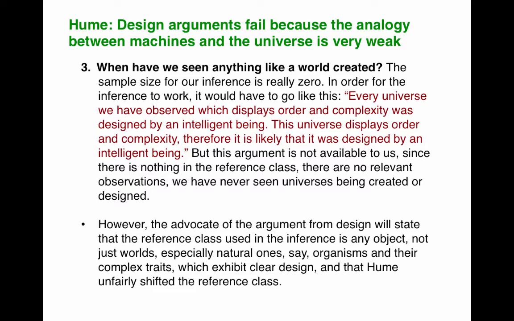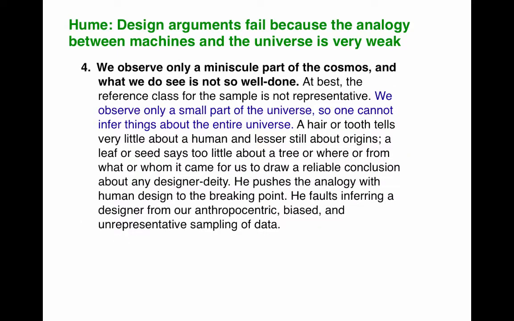However, the advocate of the argument from design will state that the reference class used in the inference is any object, not just worlds, especially natural ones, say organisms and their complex traits, which exhibit clear design, and that Hume unfairly shifted the reference class. Hume makes another point. We observe only a minuscule part of the cosmos, and what we do see is not so well done. At best, the reference class for the sample is not representative. We observe only a small part of the universe, so one cannot infer things about the entire universe.